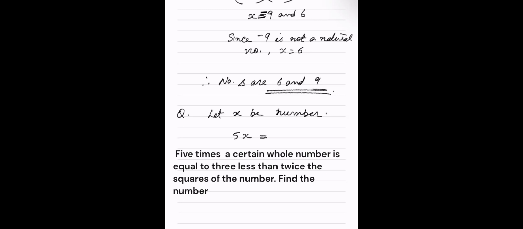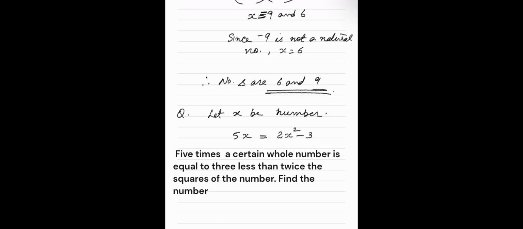So 3 less than twice the square of the number. Twice the square, and from that you need to subtract 3. That's the meaning. So 5 times a certain whole number is equal to 3 less than twice the square of the number.